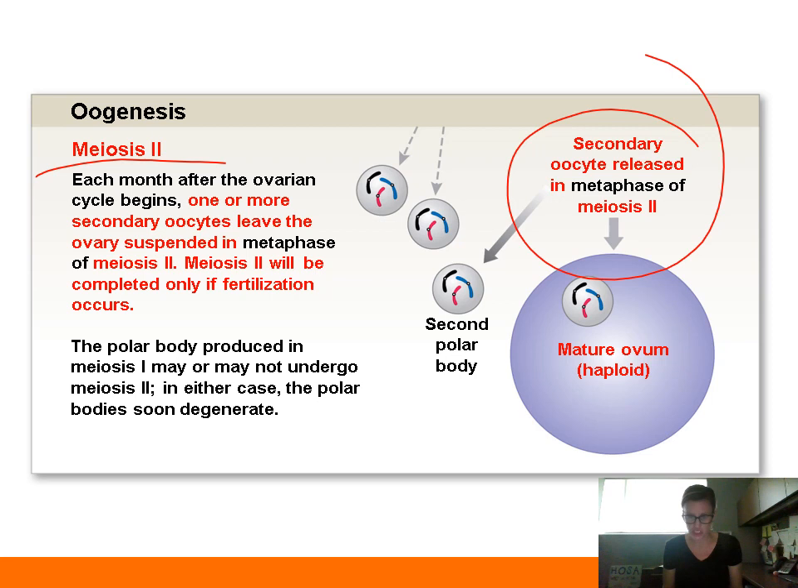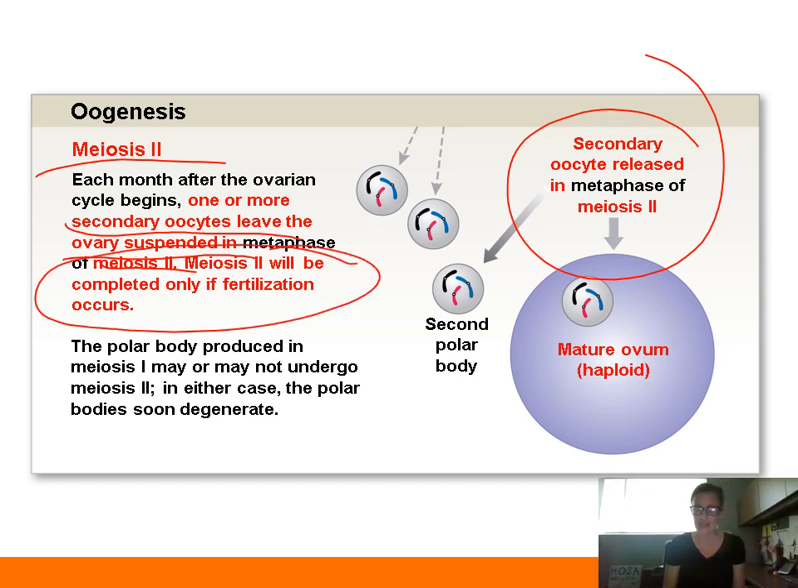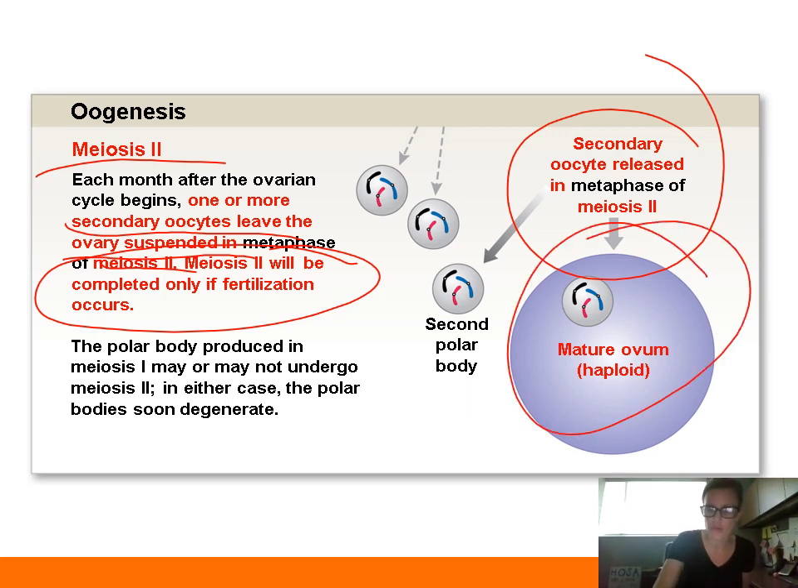So at ovulation, when the ovary releases the egg, it's not actually an egg that's completely developed. It is a secondary oocyte that's suspended in the middle of meiosis II. That's what gets released from the ovary. Now, that secondary oocyte will only get completed if fertilization occurs. If the egg gets fertilized by sperm, then that will stimulate it to finish meiosis II and develop into a mature ovum, which is a haploid cell. This has 23 chromosomes, half the number of chromosomes.